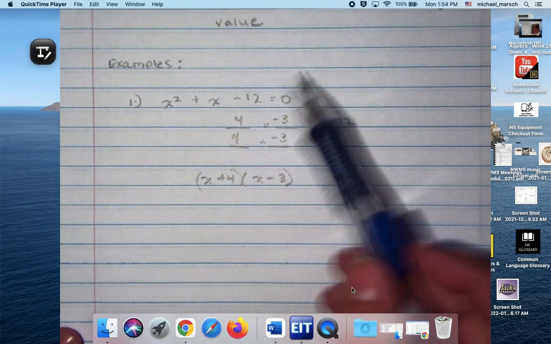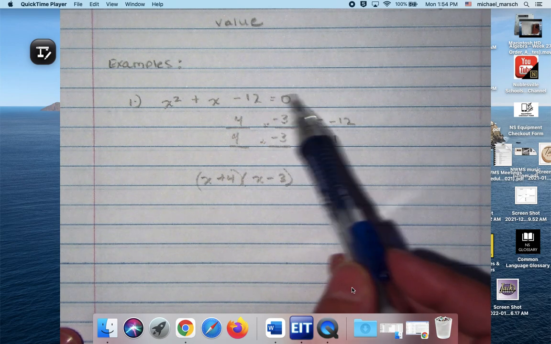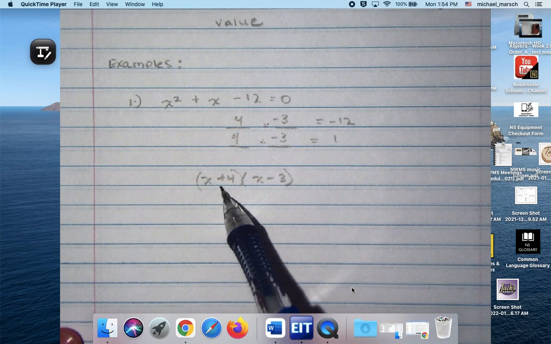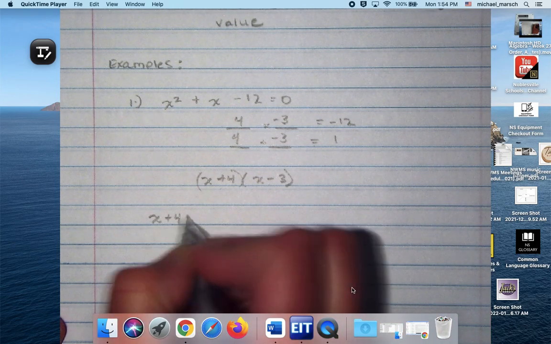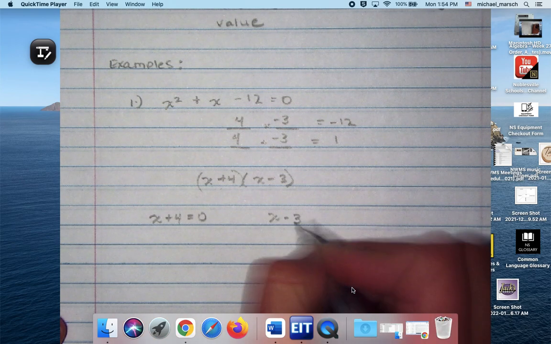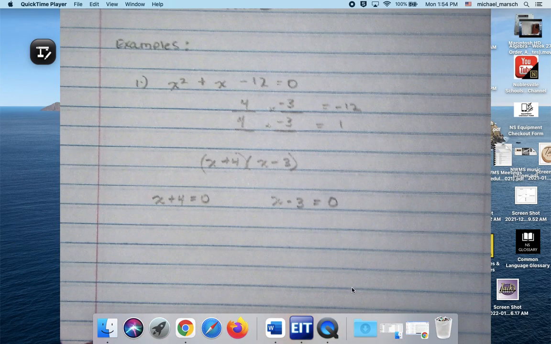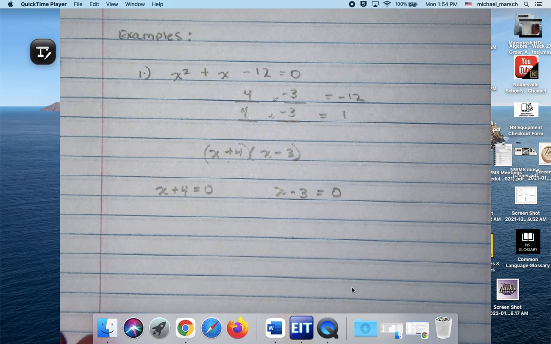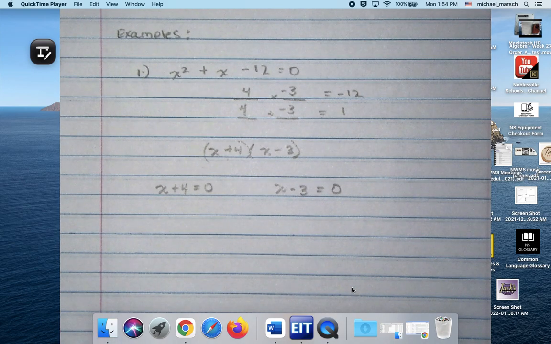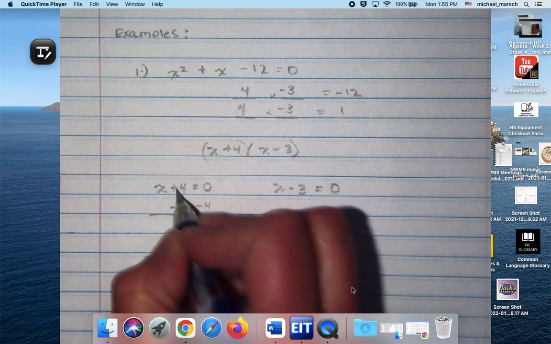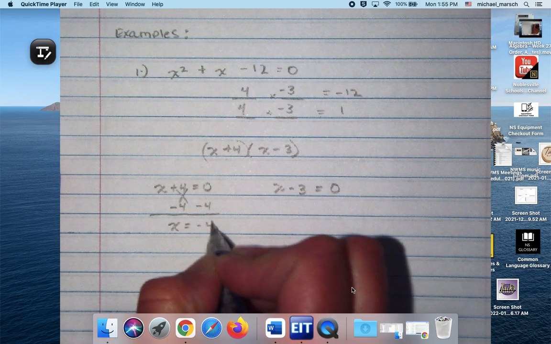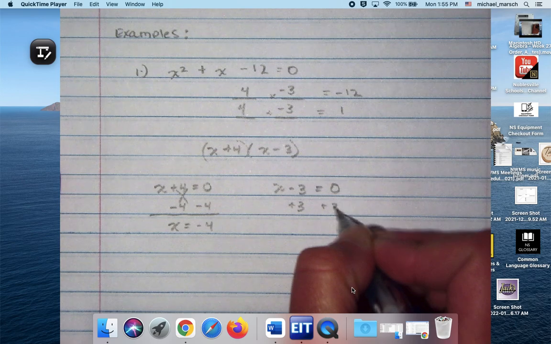So if you remember, we have this equals 0 up here, right? So now I'm going to take each of these quantities and set them equal to 0. So I'm going to have x plus 4 equals 0. X minus 3 equals 0. And then I'm going to solve for x. So it's just a one-step equation. I would subtract 4 from both sides. X equals negative 4. And then add 3 to both sides.